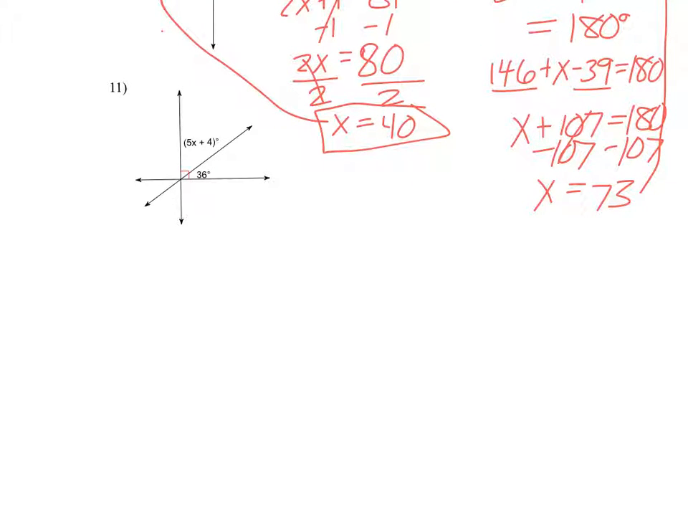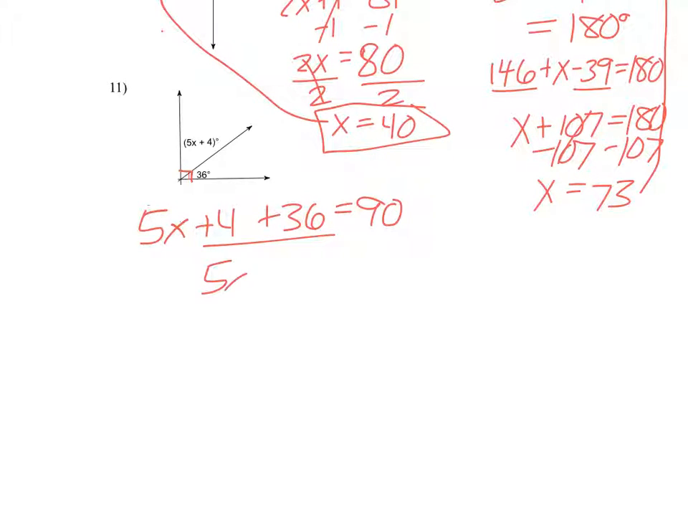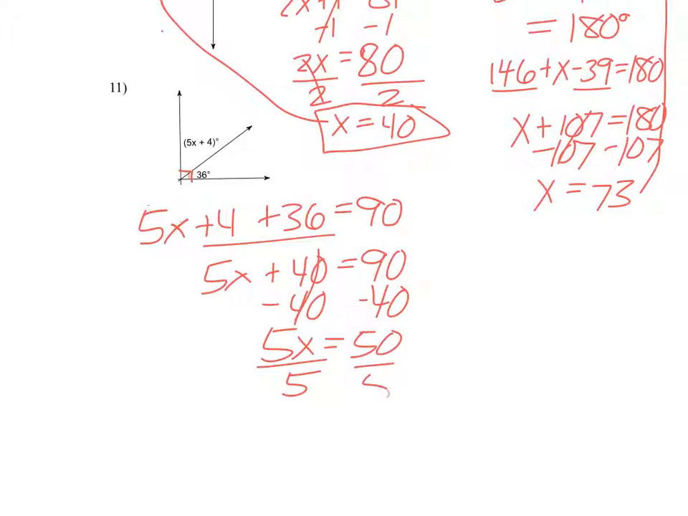Again, I'm going to get rid of these lines that don't add anything to the picture. So I don't need these. I look at this. What's the box mean? It means it equals 90. So I have 5x plus 4 plus 36 has to equal 90. Combine those. That's 5x plus 40. Subtract 40 from both sides. 5x is 50. Divide by 5. So hopefully by now you're getting used to solving equations. Now we got x is 10. So those are some angle relationships.